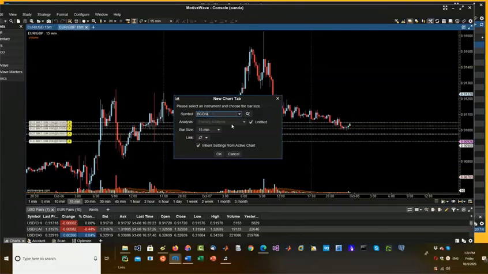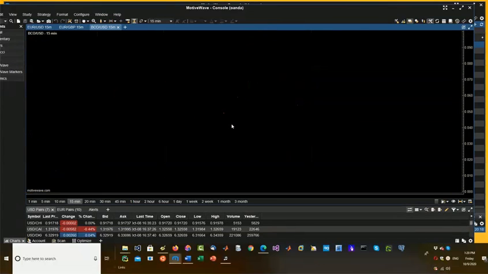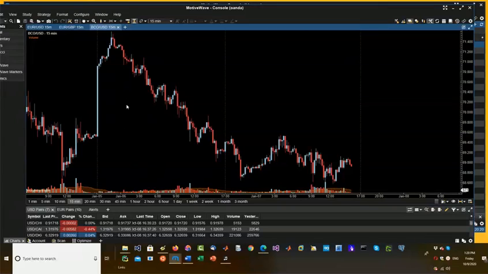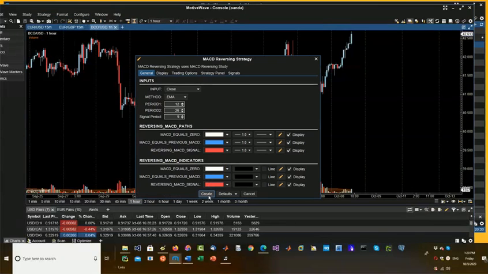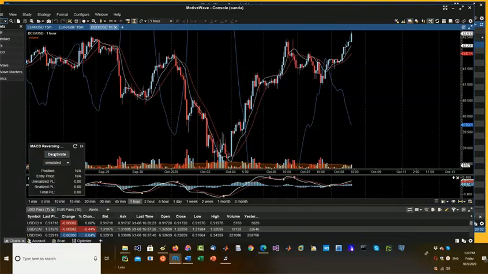ECO, USD. Okay, I'm always typing in USDT. Let me apply. So that's a 15-minute, 1 hour. That's a good time frame to apply. Boom. Okay, and activate. Back to our scan.